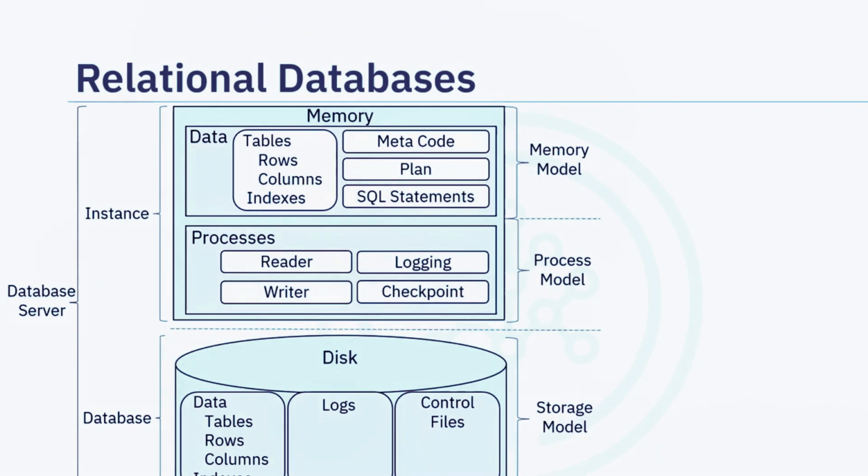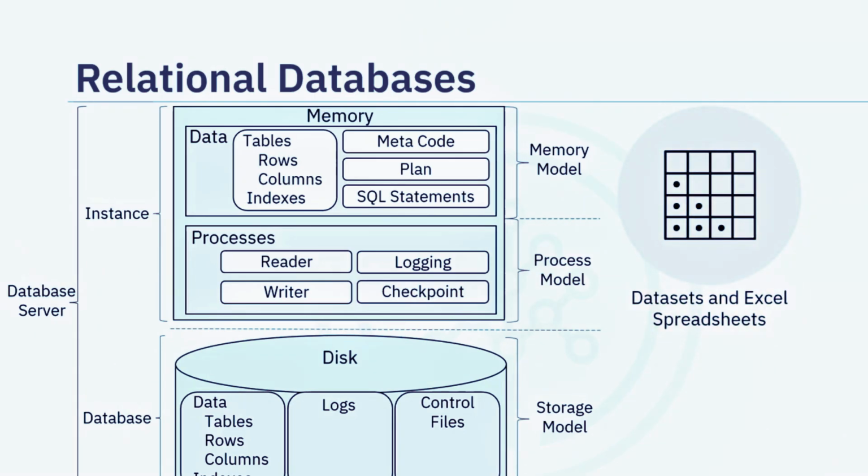Here you can see a diagram showing the general structure of a relational database. A relational database is formed by collections of two-dimensional tables, for example, datasets and Excel spreadsheets. Each of these tables is then formed by a fixed number of columns and any possible number of rows.